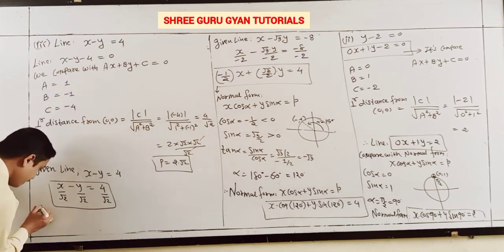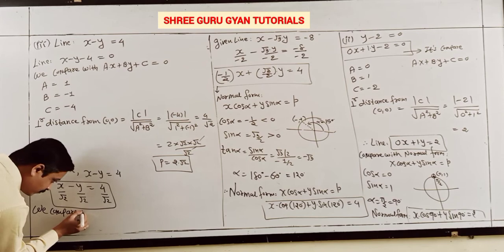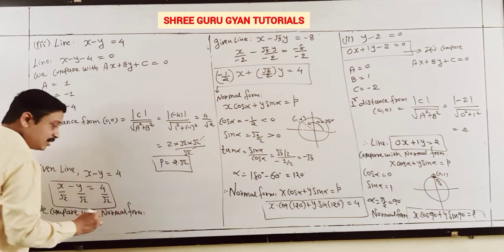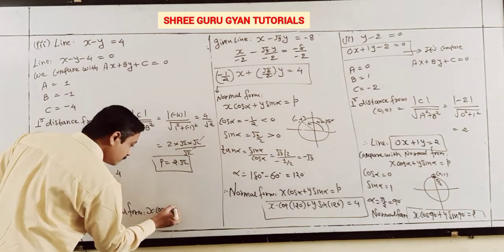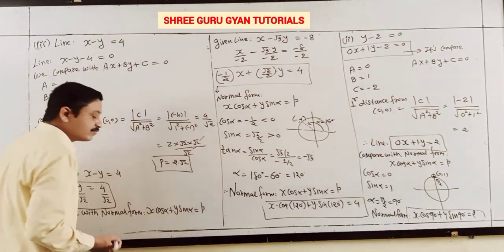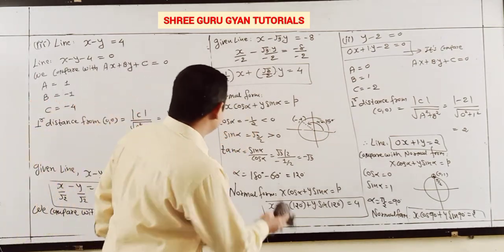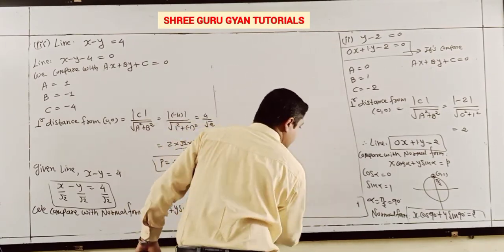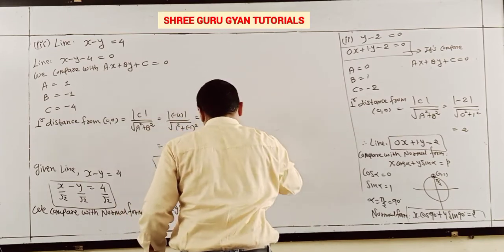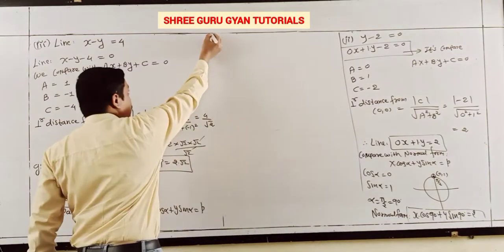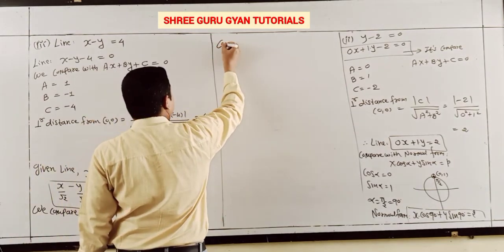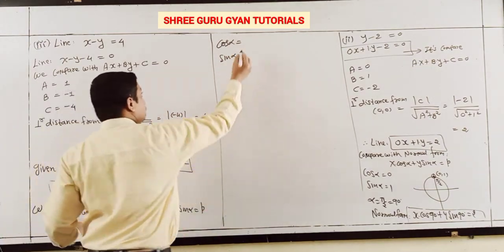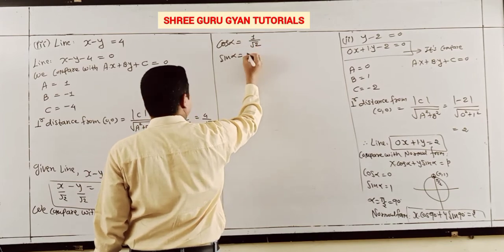So we compare with the normal form. And what is the normal form, students? x cos alpha plus y sin alpha is equal to p, and you can easily find the cos alpha and sin alpha values in a simple way. So your values are attached. So cos alpha and sin alpha are both ready. Just compare it. Cos alpha is 1 by root 2. Sin alpha is minus 1 by root 2.